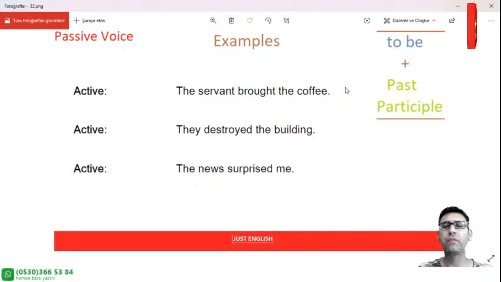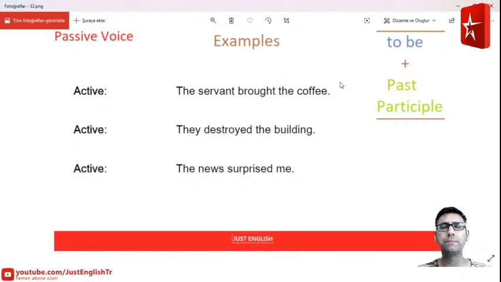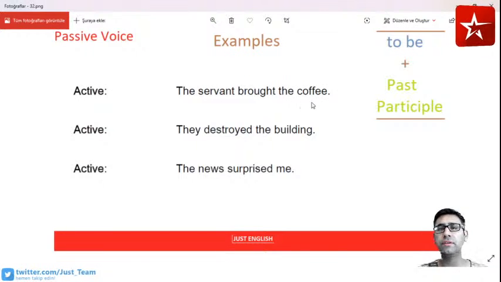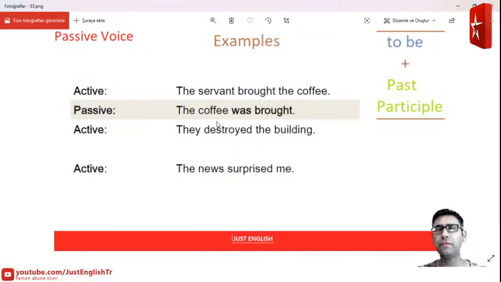So because the coffee is singular, as Adem mentions now in the chat box, it requires was. It's not were, it's was. So the coffee is singular, so I'm going to bring the coffee was plus past participle. What is that? Brought. So the coffee was brought. So that's the whole sentence.